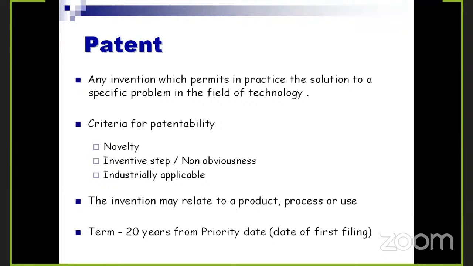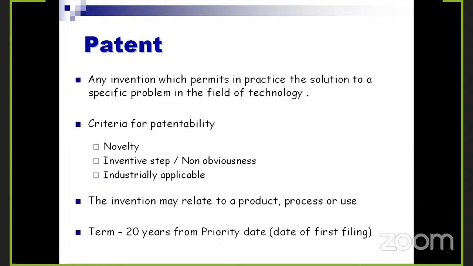Lastly, the term for patents is 20 years from the date of first filing. The date of first filing is also called the priority date. So always keep in mind that the term of the patent will not start from the date of its grant, but from the date when it was first filed. Let's suppose we file in India on 28th July 2021. The term will start from today itself. So that's about the term of the patent.